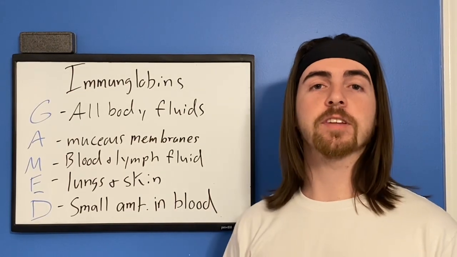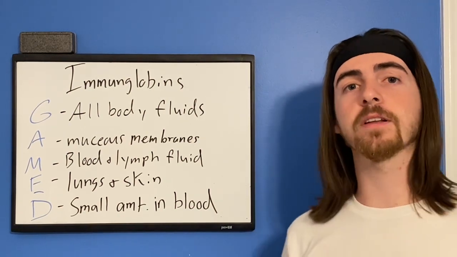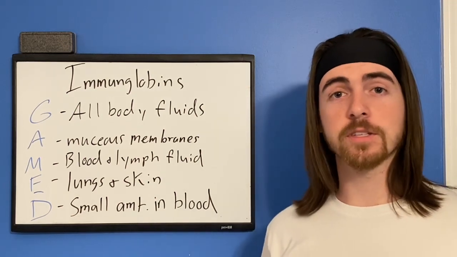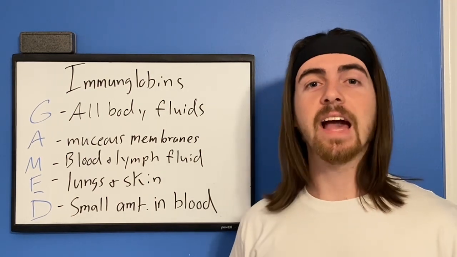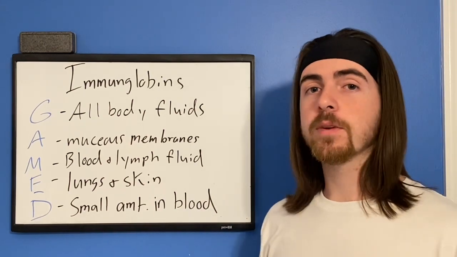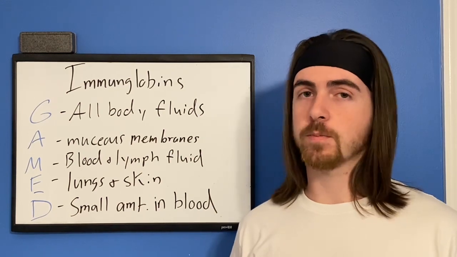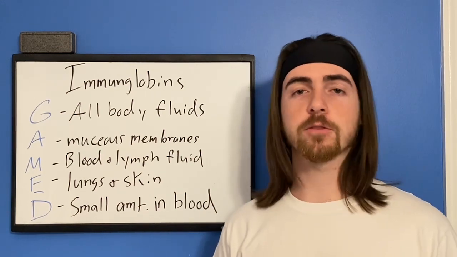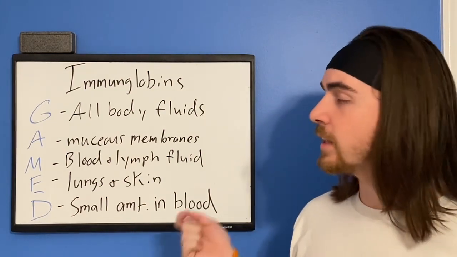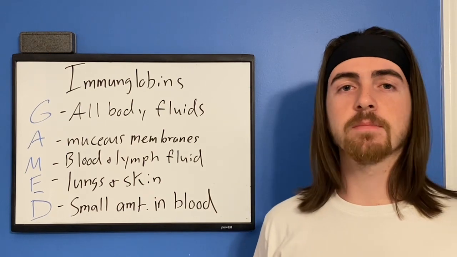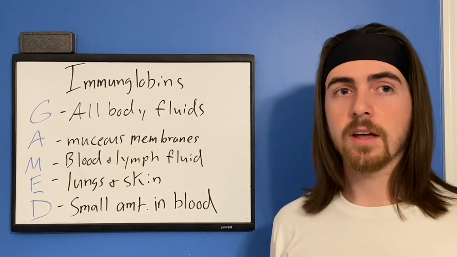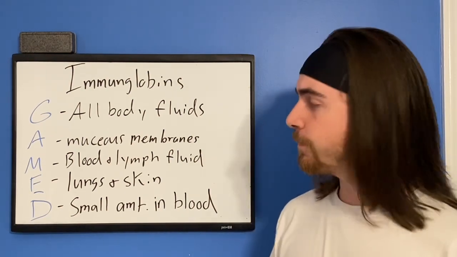Next, I want to talk about the different types of immunoglobulins and where they're found most abundantly in the body. Immunoglobulin G is found in pretty much all bodily fluids. It's the most abundant immunoglobulin in the body, and it's responsible for helping to protect against bacterial and viral infections. Immunoglobulin A is found mostly in the mucous membranes, especially those in the respiratory tract, as well as in saliva and tears. Immunoglobulin M is found in the blood and lymph fluids, and is the first antibody to respond to a new infection. And that's why your lymph nodes swell, because that's where the immunoglobulin M antibody is found.